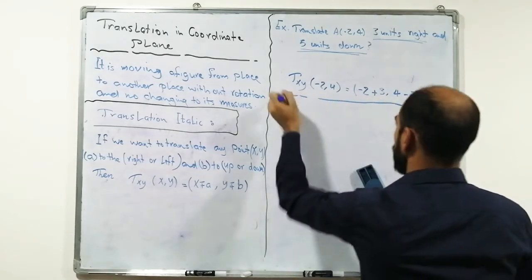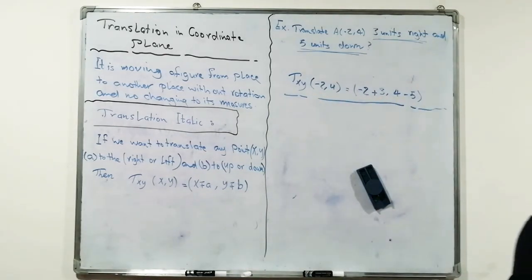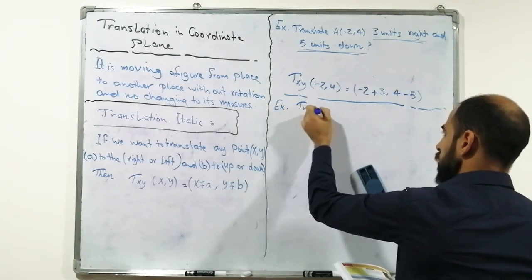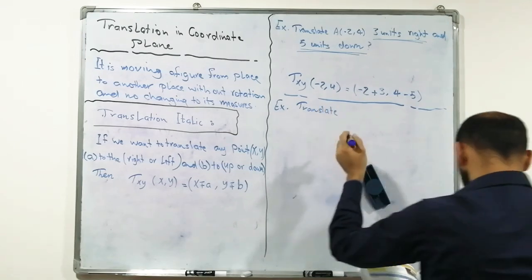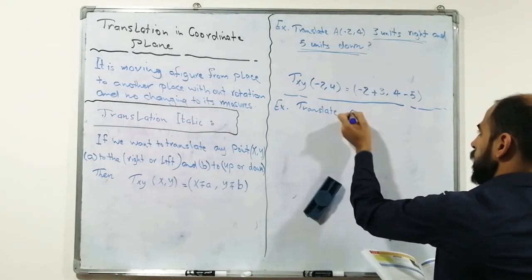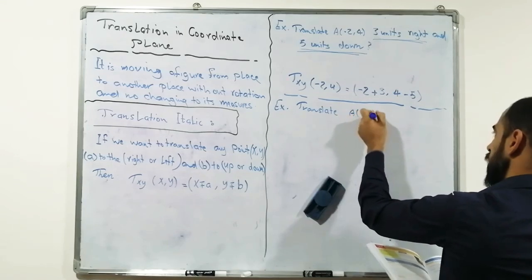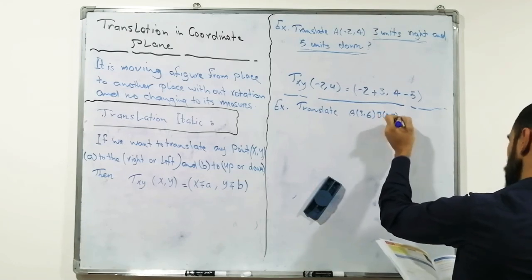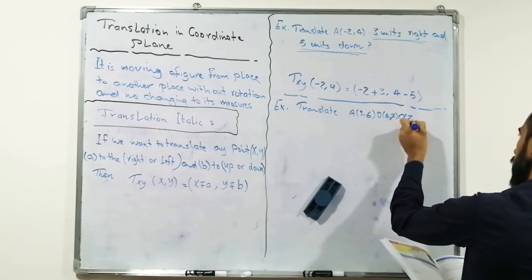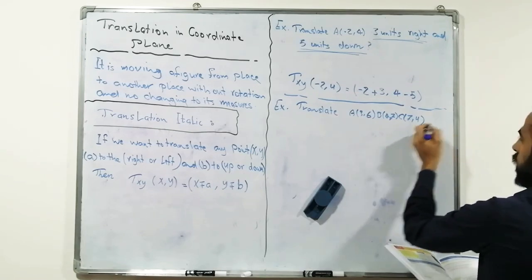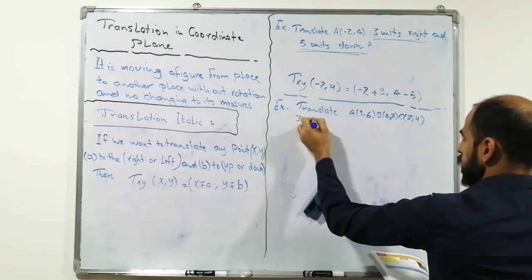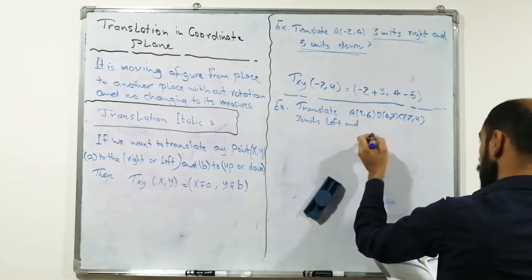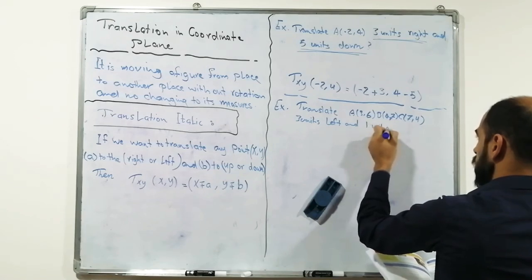We take another example. In this example, I translate the figure or the triangle ABC: A 3, 6 and B 4, 7 and C 7, 4, 3 units to the left and 1 unit to the down.